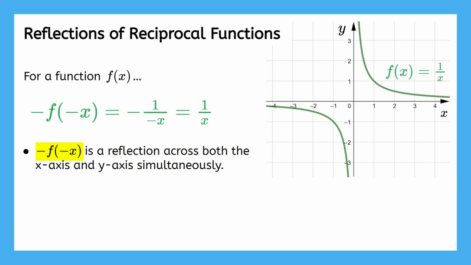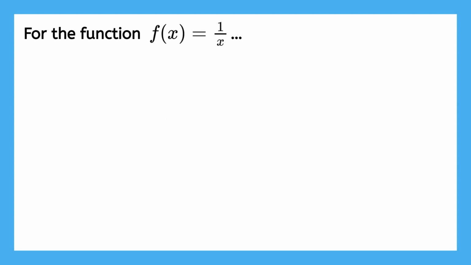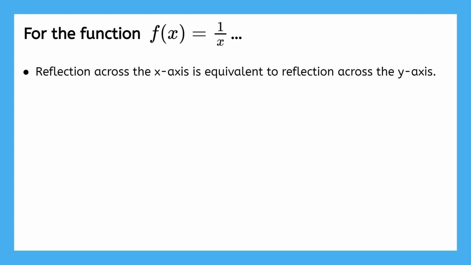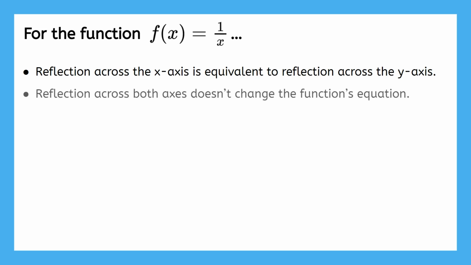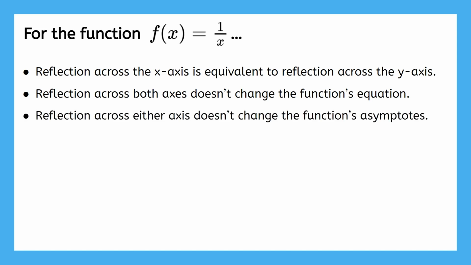We're almost ready to move on to some examples, but first, let's review what we've learned about reflecting the graph of 1 over x. Let's make a list of properties so we can refer back to it later. For the function 1 over x, reflection across the x-axis is equivalent to a reflection across the y-axis. Reflection across both axes doesn't change the function's equation. And reflection across either axis doesn't change the function's asymptotes. Remember these properties. These will help a lot in the examples we'll be doing next.